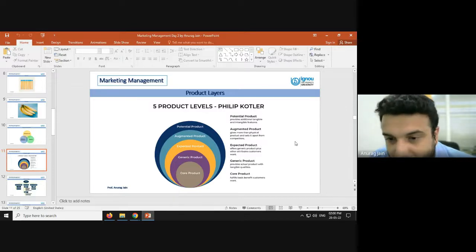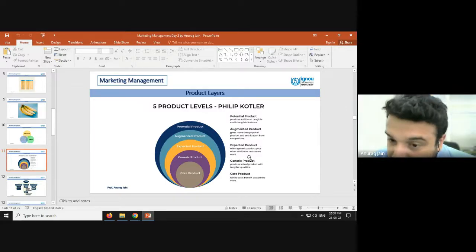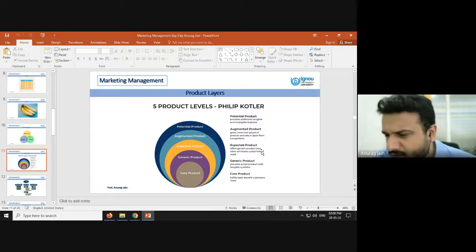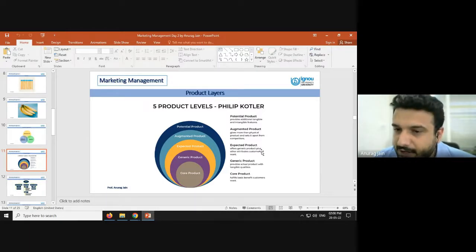What is the expected product? It offers the generic product plus other attributes customers want. So I want a mobile phone which is not just looking good, or having a good user interface, but which also helps me to share the internet with my friends. I can also connect with Wi-Fi. As it is a smartphone, I can use it for some other purposes as well. So what is this layer? This is known as the expected product.